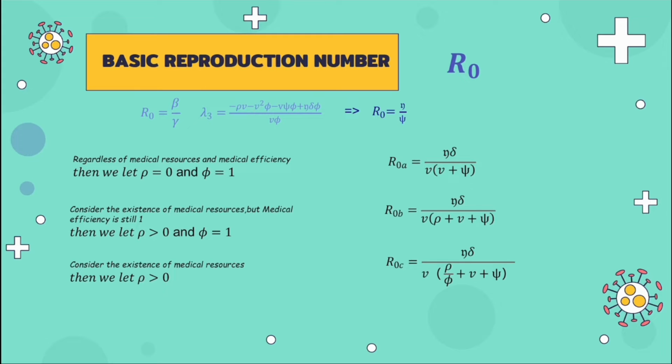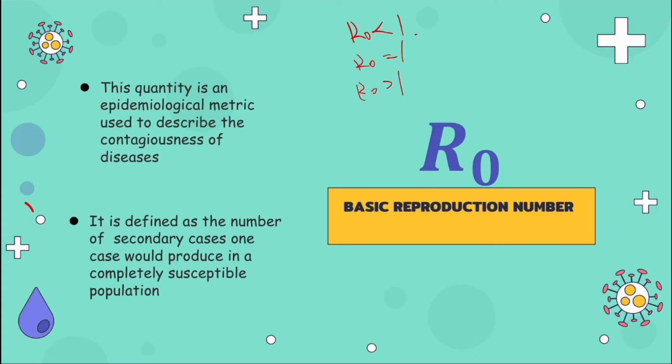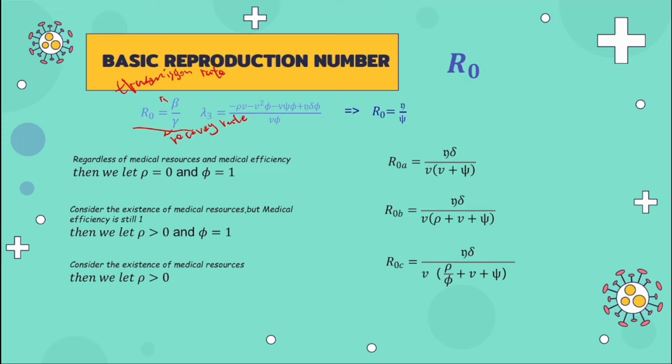And we know that under the SIR standard model, R0 is beta over gamma. Beta means the transmission rate, and gamma means the recovery rate. So in here, R0 is eta over psi.